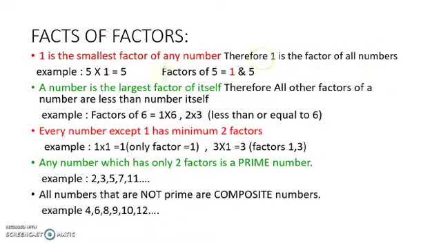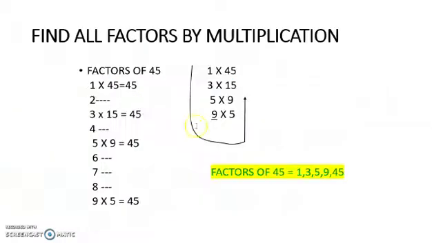This is also applicable. Similarly, a number itself is the largest factor of itself. Therefore, all other factors of that number are less than the number. Again, let us see that example. The smallest is 1, biggest is 45, and all the other factors come in between 1 and 45 only.